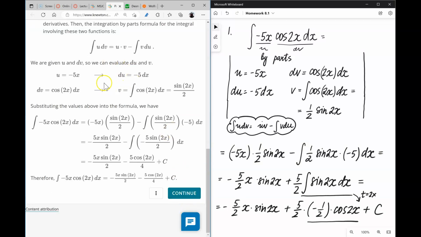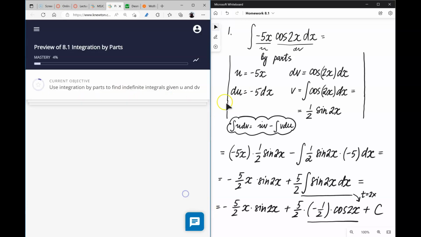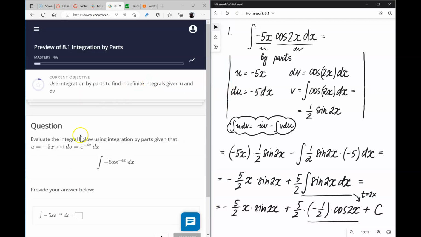And you may see other people write this differently. I'm used to arranging it vertically, like here's my u, here's my du, here's my dv, here's my v. Sometimes you see people arrange it horizontally, so here's u, here's du, here's dv, here's v. So it's really just a matter of preference. Let's continue.